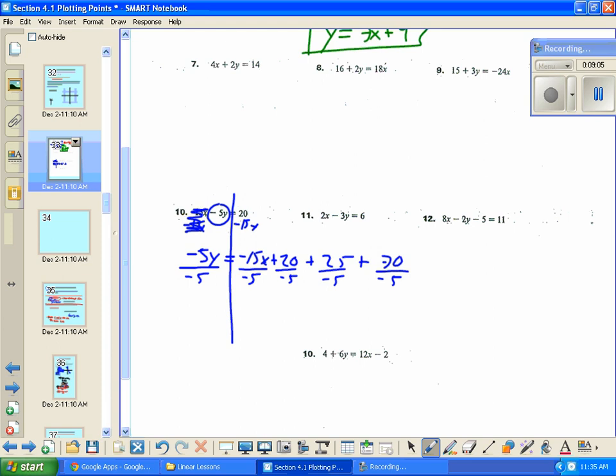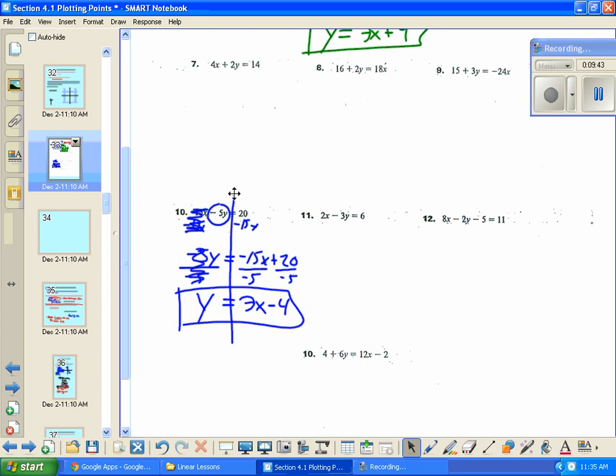Just for example, I'm changing the problem here temporarily so we get the idea that if I had all these terms on this side, then I just have to make sure I divide every single one of them by negative 5. As long as I do that in the equation, it does not change what my actual solutions are for that equation. So on the left side, I just have y, that's what I want. Negative 15 divided by negative 5 just gives me positive 3, so positive 3x. And 20 divided by negative 5 gives me negative 4, so I'm going to write minus 4. So y equals 3x minus 4 for number 10.